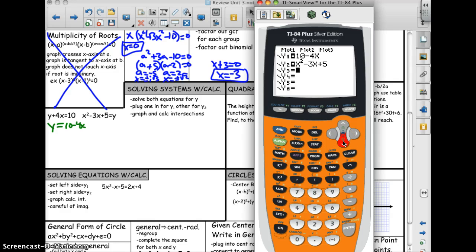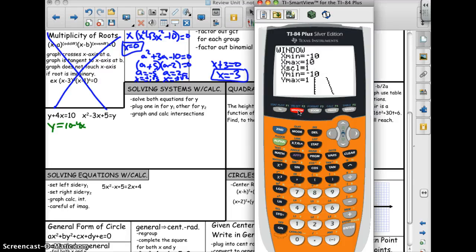All right, and then just try a Zoom 6 on the standard window setting. See if you can see where they cross. Okay, and there we go. All right, here we got it. I suspect that maybe it might intersect up here a little bit further, right? So I may want to expand my window a little bit.